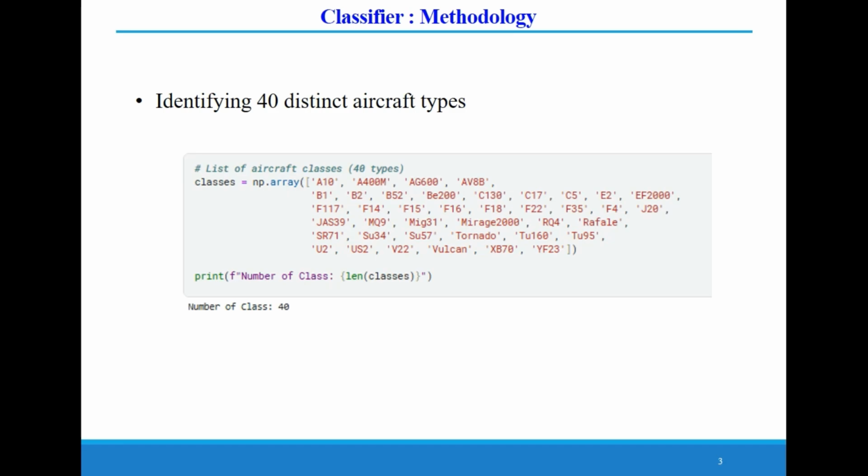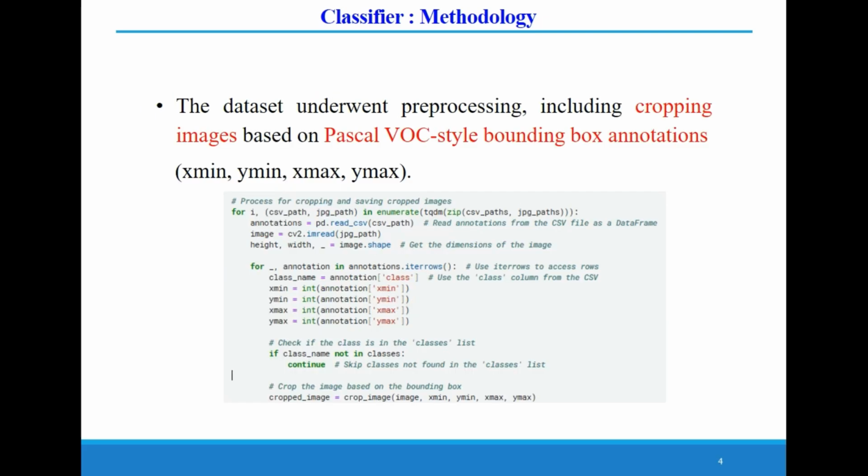In this part, the initialized variable list includes a wide range of military aircraft such as the F-18, F-16, and Vulcan, among others. With a total of 40 categories, this approach aims to handle data classification in the domain of images. And then, the dataset underwent pre-processing, including cropping images based on Pascal VOC style bounding box annotation.